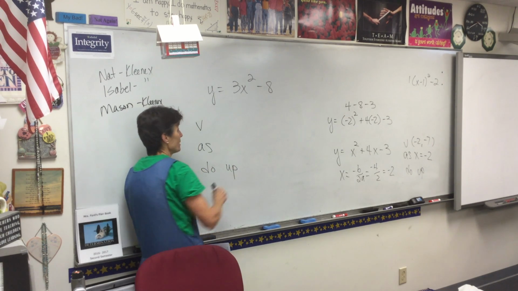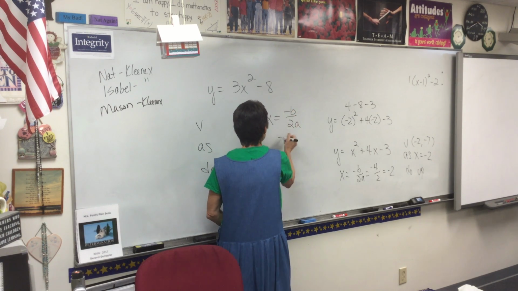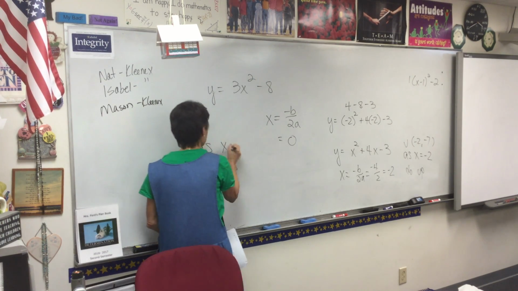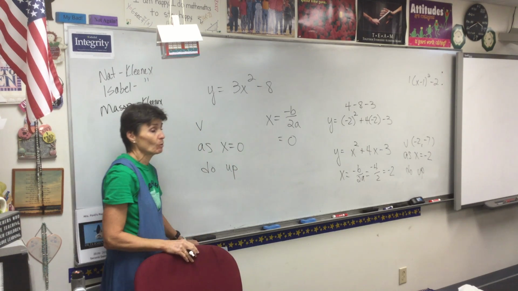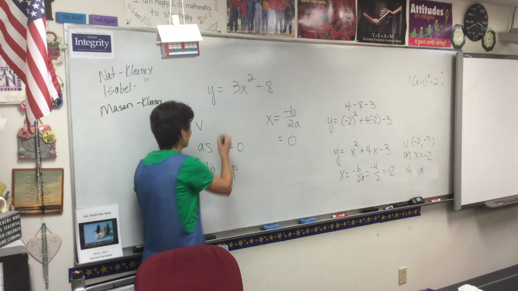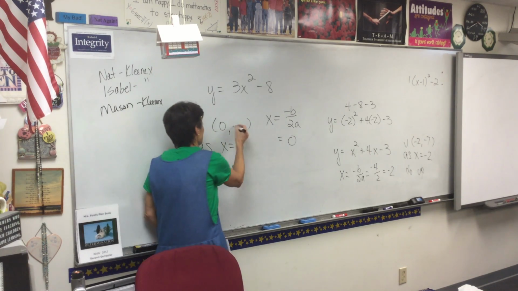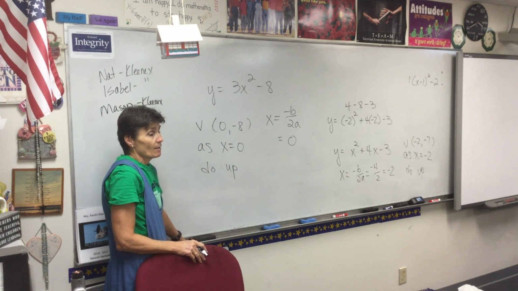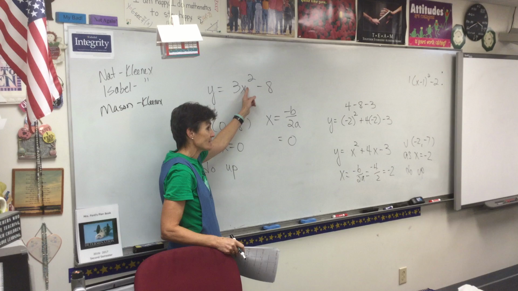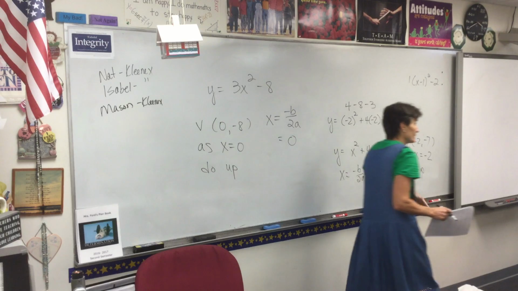And the axis of symmetry is negative b over 2a. What is your b in this problem? 0. So your axis of symmetry is x equals 0. So your vertex is 0, comma, negative 8. Bang. That should make sense to you because there's nothing in the parentheses, so it hasn't moved sideways. It's only gone down.